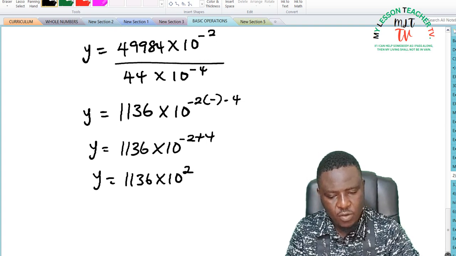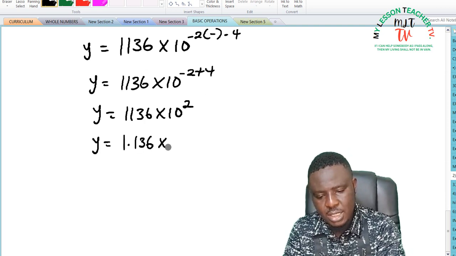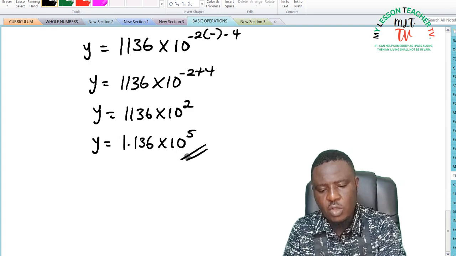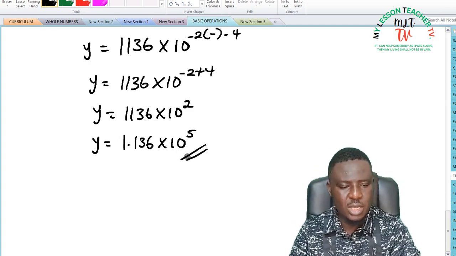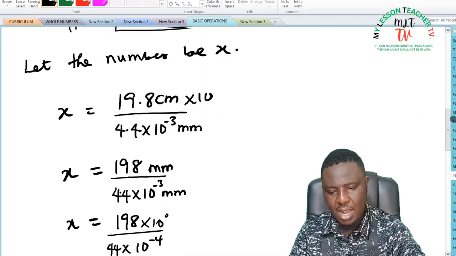Expressing this in standard form, you have it that y is equal to 1.136 times 10 raised to the power of, I have moved the decimal point 3 times to my left, so I'm going to add 3 to this, times 10 raised to the power of 5. So this is the quantity of sheets that will make a stack of 49.984 centimeter high.